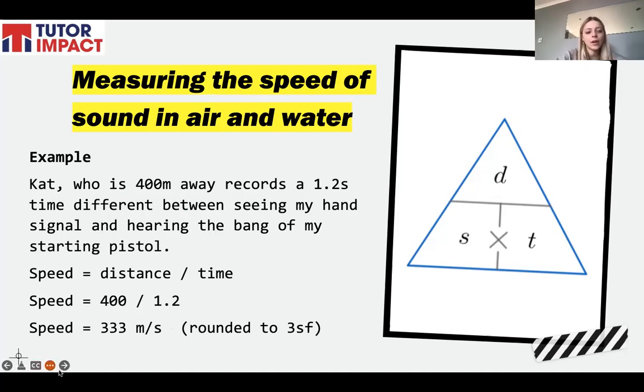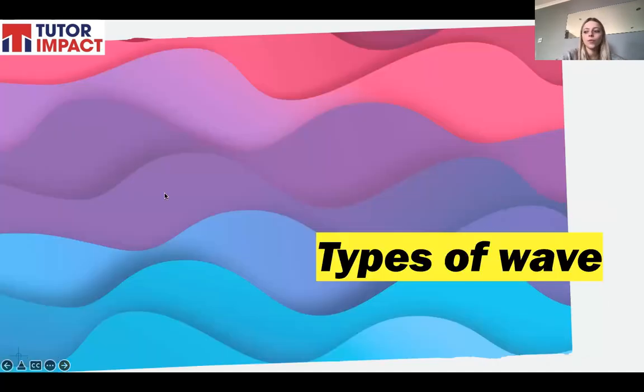Now that is the last calculation we'll be looking at, and this brings us to the end of this lesson. I hope that it's been informative. We've looked at different types of wave, we've looked at the different labels to put on a wave diagram, and we finally did some calculations regarding waves.